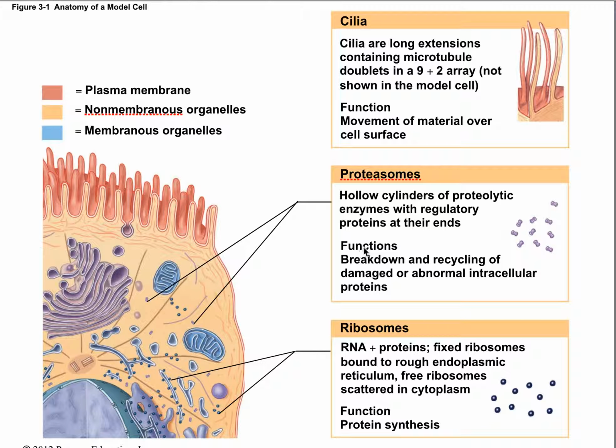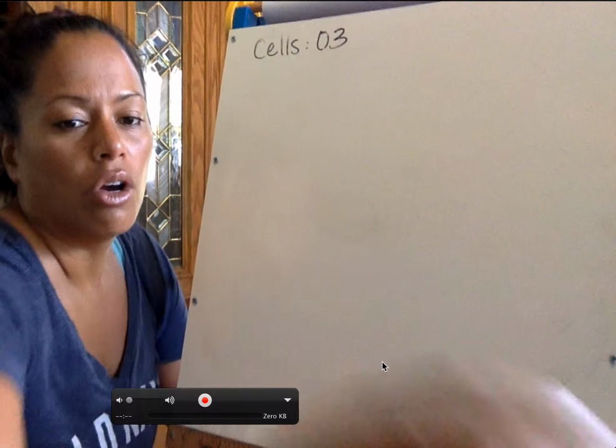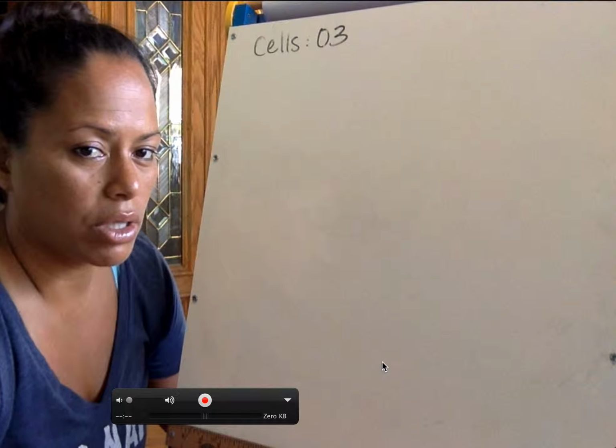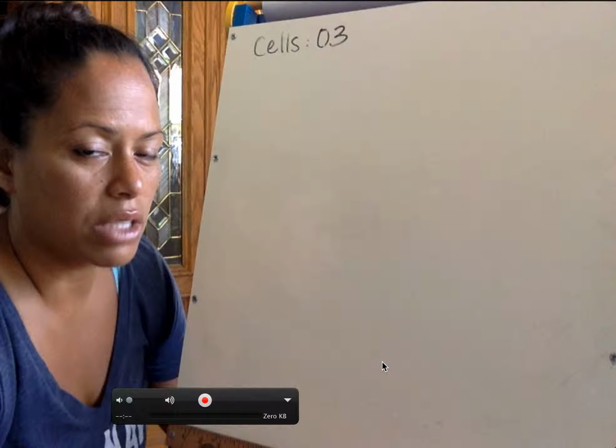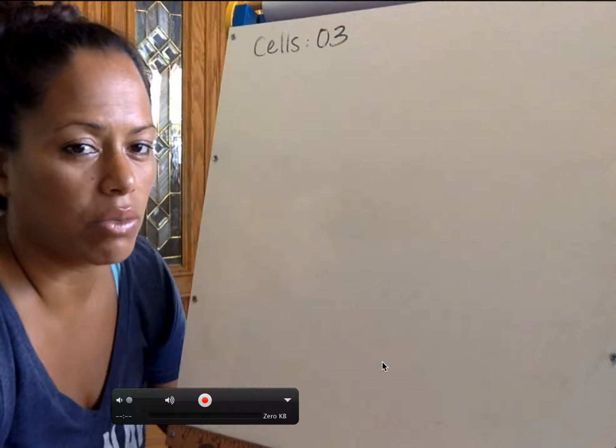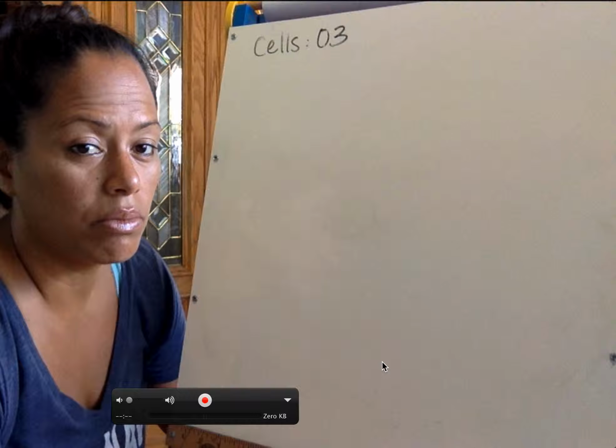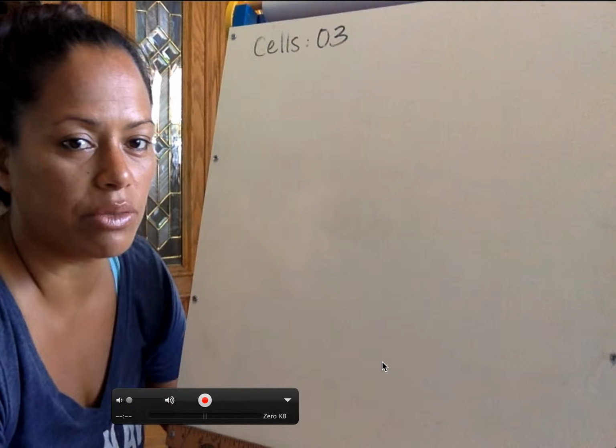Proteasomes, don't worry too much about that. I'm not going to test you heavily on it. Just remember it's associated with the breakdown of proteins, proteasomes, protein breakdown. And then ribosomes, what do they do? They are for protein, right? And what are the two different types of ER? We said smooth ER and rough ER. Which one is associated with protein production? That was rough ER because it has ribosomes on it.